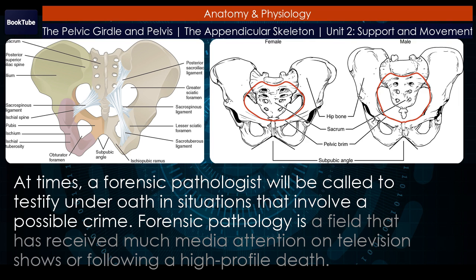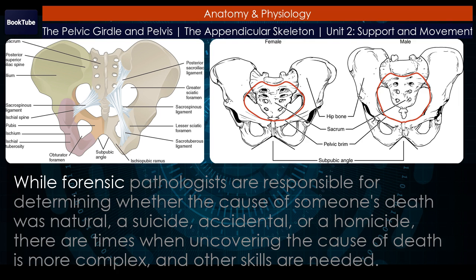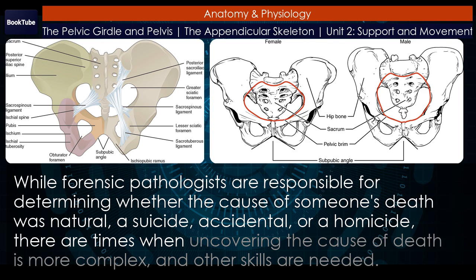Forensic pathology is a field that has received much media attention on television shows or following a high-profile death. Forensic pathologists are responsible for determining whether the cause of someone's death was natural, a suicide, accidental, or a homicide. There are times when uncovering the cause of death is more complex, and other skills are needed.